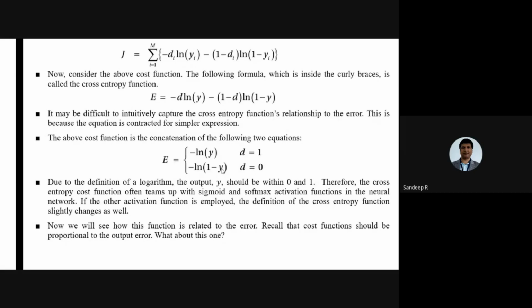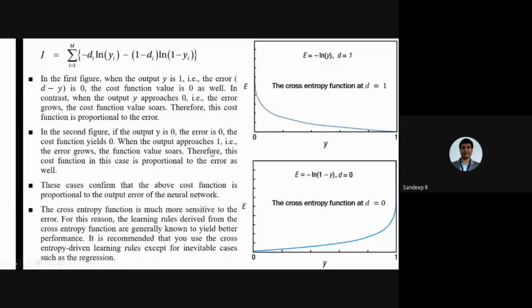Okay, let's try to see that. Say for example, remember we had said that for d equal to 1, we have the natural log of y. So the x-axis is the output of the neural network, and on the y-axis we have the cost function. If d is equal to 1, that means the correct output is 1, and the neural network output is also 1. So what is the natural log of 1? 0. So the cost function has become 0. So error is 0, cost function is also 0. Now say, suppose the correct output is 1, but the neural network has shown it as 0. What is the natural log of 0? Undefined, but let's say infinity. That is a very high value we get, as the output gets very close to 0. So the error is high. That means the cost function is proportional to error, even in this case.